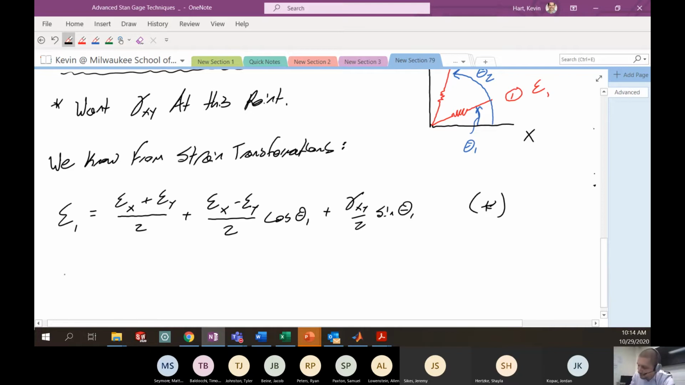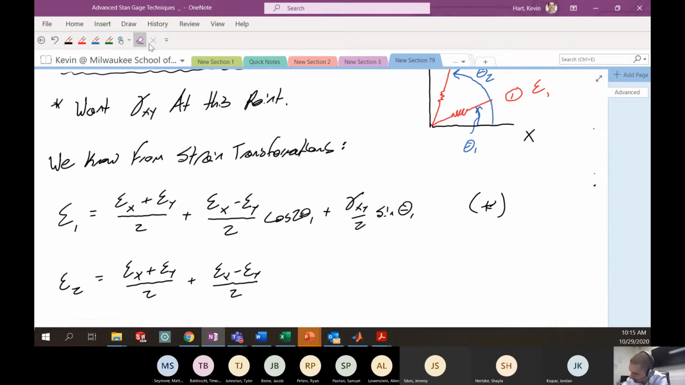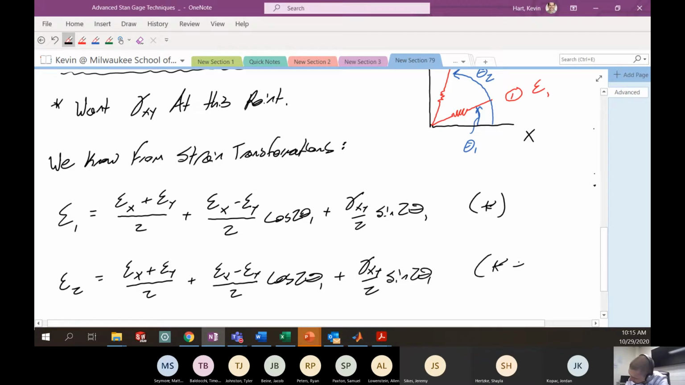We have a similar idea that relates the strains in x and y and gamma xy to whatever we might measure in the 2 direction. So here this would be epsilon x plus epsilon y over 2, plus epsilon x minus epsilon y over 2 times cosine 2 theta 2, plus gamma xy over 2 sine 2 theta 2. Let's call this double star.